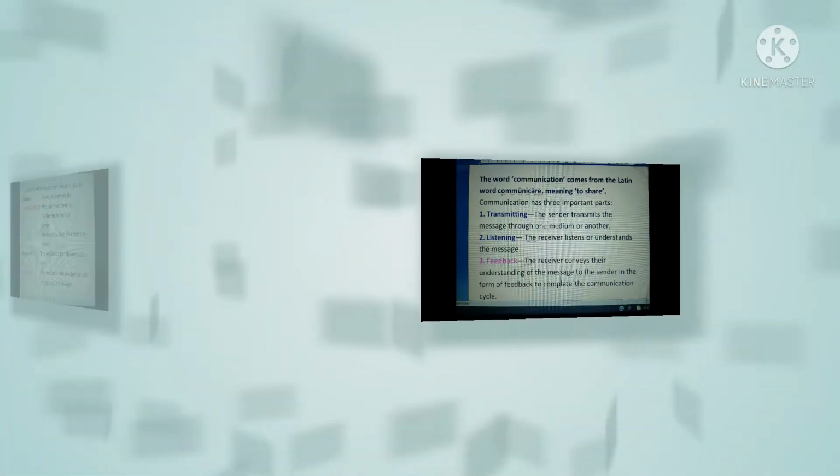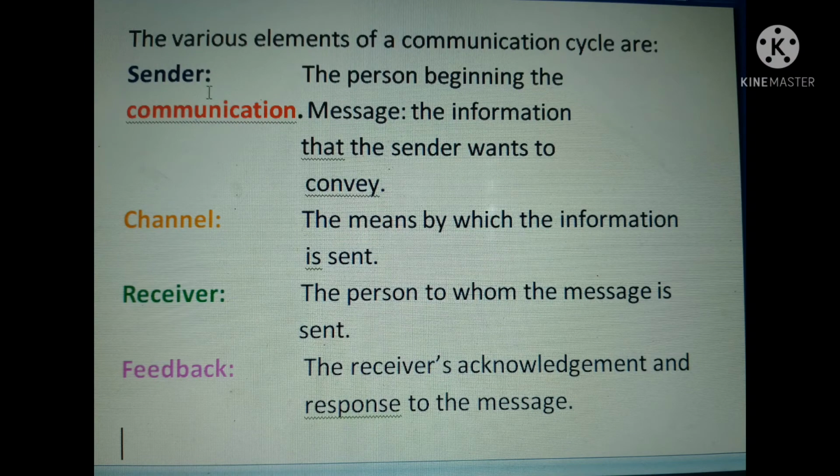Then the next topic is the various elements of communication: sender, communication channel, receiver and feedback. What is a sender? The person beginning the message, the information that they want to convey. Then the communication channel: the means by which the information is sent. The receiver is the person to whom the message is sent. Feedback is the receiver's acknowledgement and response to the message.